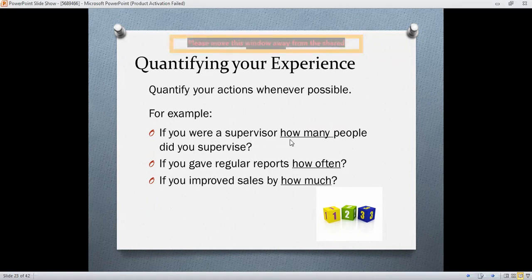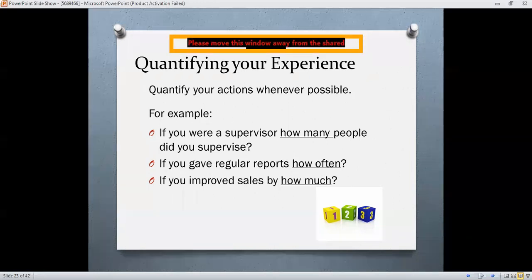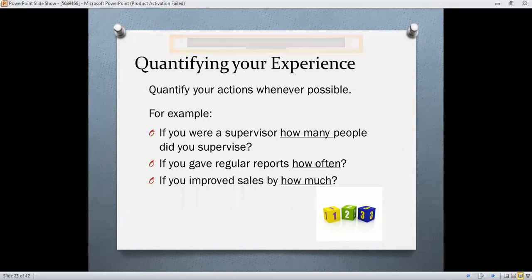Quantifying your experience. Okay, so quantify your experience and your actions whenever possible. For example, if you were a supervisor, how many people did you supervise? Means if you were working as a supervisor, how many persons worked under you. Like you were supervising 10, 20, 100 people. So this gives strength to your job title.